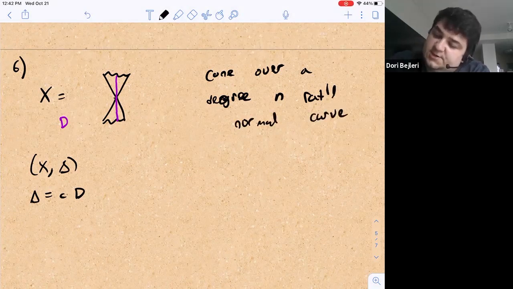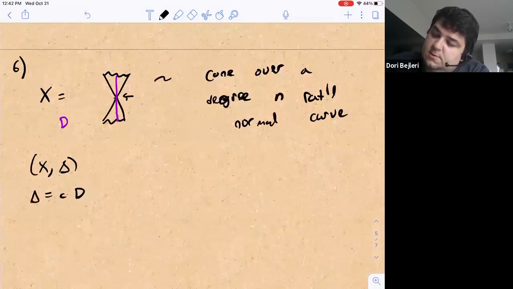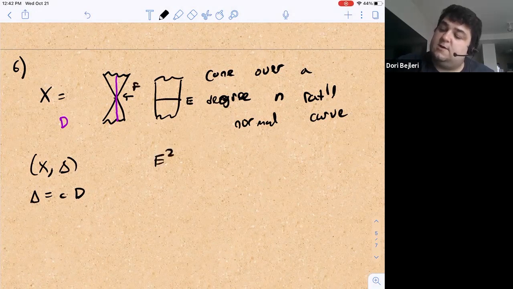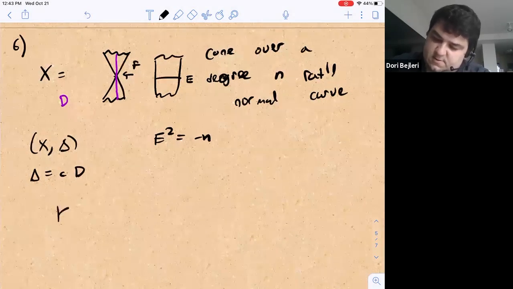It has a resolution that's like the total space of the line bundle O(-n), and so E squared is -n, and then using that in adjunction, we can just compute. I won't write down all the various steps. I'll just write down the final computation.